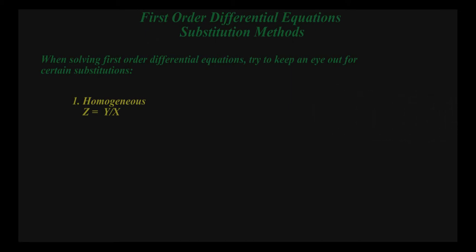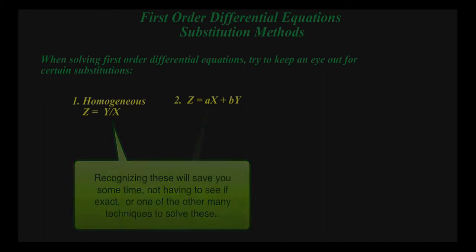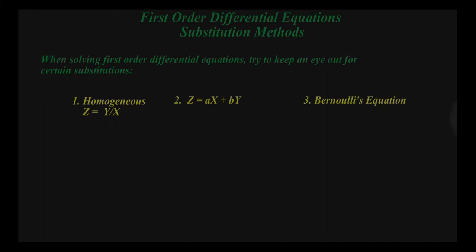Or if you can also recognize a pattern in which you have an ax plus by form, alright? Sometimes you can also have plus a number here and then make it into this form. We'll talk about that later. Or finally, the Bernoulli. I will do Bernoulli its own video. It's a little bit more complex than the other two.